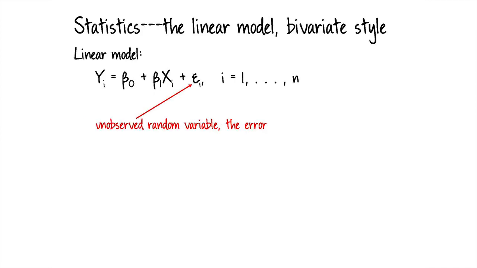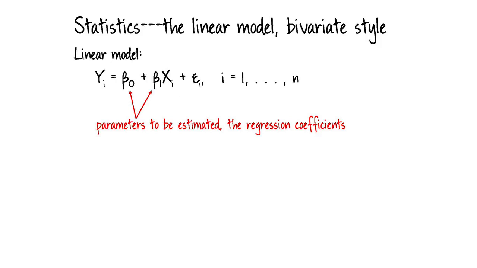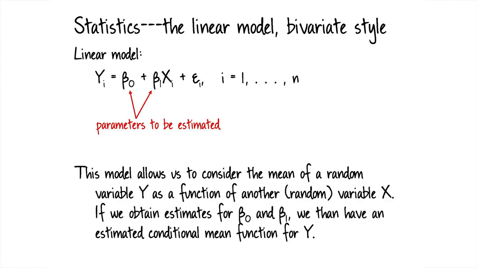And then we have a third random variable thrown into the mix, an unobserved random variable, and we call that the error. Okay? We also have two parameters in this model, or at least two obvious parameters. We have another one that we'll talk about later. And these are parameters we want to estimate. And we call these the regression coefficients. Okay, so what does this model do? It allows us to consider the mean of a random variable y as a function of another random variable x. And if we obtain estimates for beta naught and beta 1, then we have an estimated conditional mean function for y.